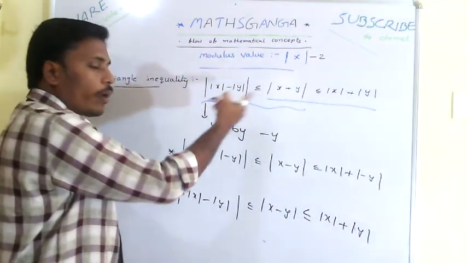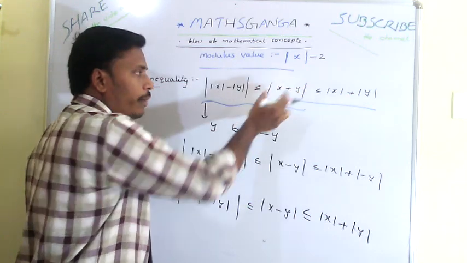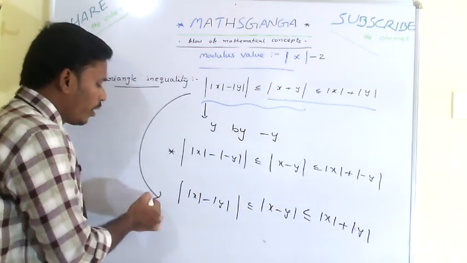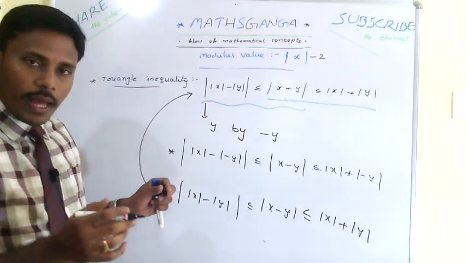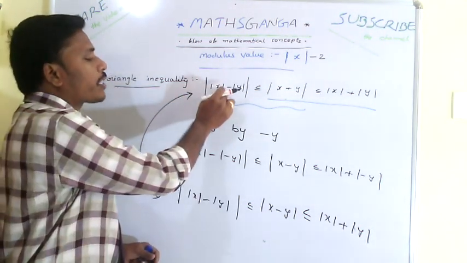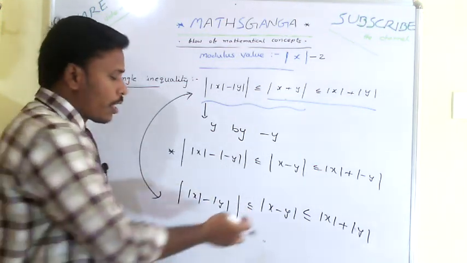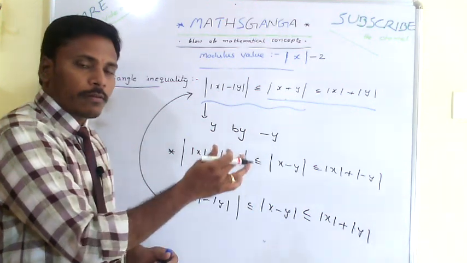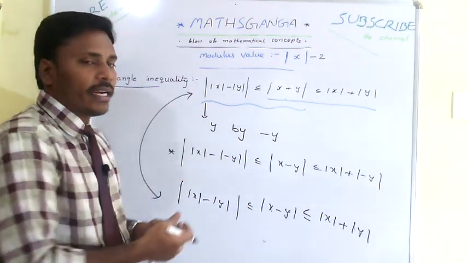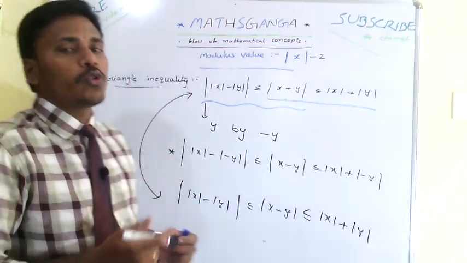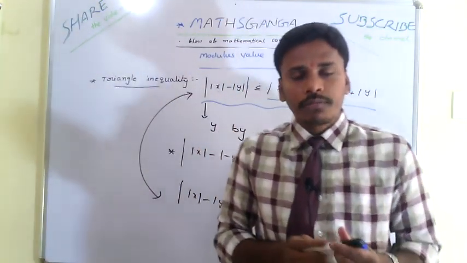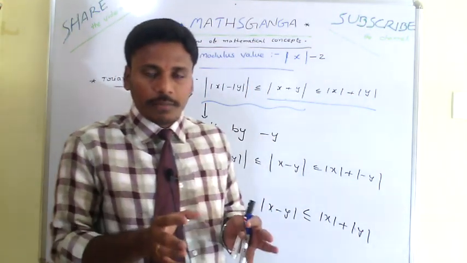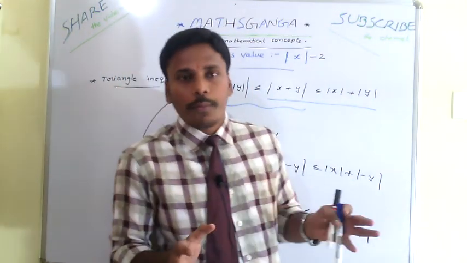That means the triangle inequality is not only true for x plus y in the middle one, but also for x minus y. So by combining these two, we need to keep in mind that the triangle inequality is modulus of mod x minus mod y is less than or equals to modulus of x plus or minus y is less than or equals to mod x plus mod y. And this triangle inequality is very useful in solving different types of problems in a very simple way, and it is a must-know concept for almost all competitive examinations.